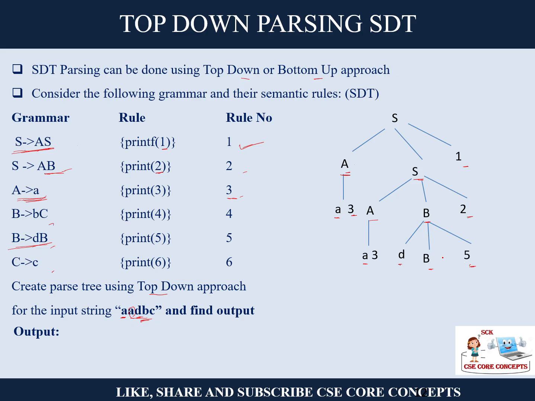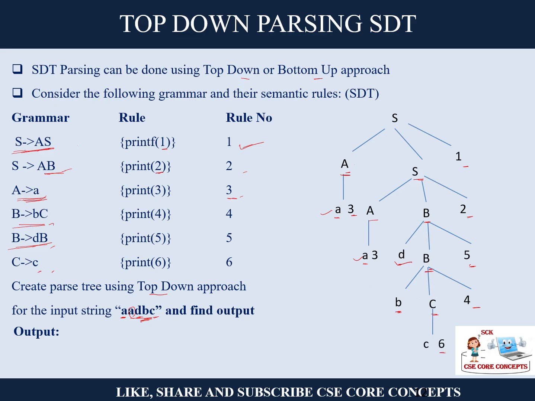Now a is done, d is done. So the next element is b. I have to derive it from capital B. Using this rule I can derive small b. So B goes to bC and the rule is rule 4. Now b is done and the last element of my string is c. So from C I can get small c and the rule is 6.